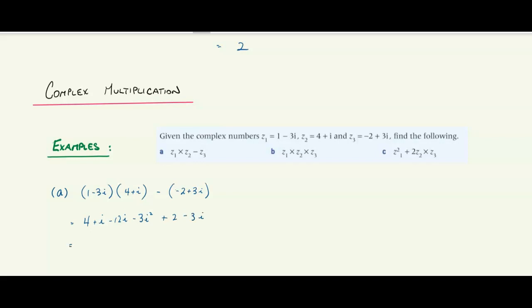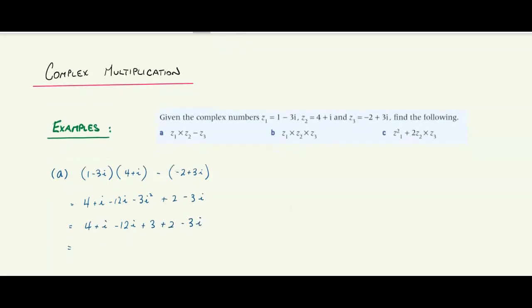Okay, let's just do a little bit more sorting here. I've got to sort this i squared out first, so let's just deal with it. 4 plus i minus 12i. i squared is negative 1, so minus 3 times minus 1 is plus 3. Plus 2 minus 3i.